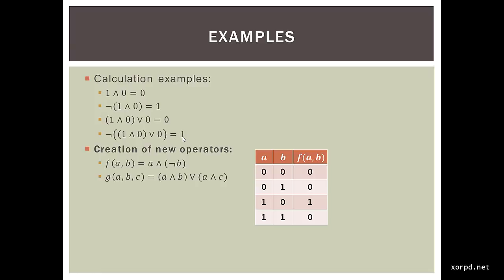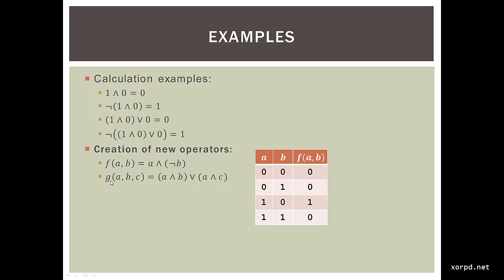Some words about operators. We can create new operators ourselves if we wanted, by creating expressions like this. We have only seen so far 3 operators, the NOT operator, the AND operator, and the OR operator. We could now create our own operators using the operators that we know. We can, for example, define this new operator, F, which gets the arguments A and B, and results in A and the negation of B.